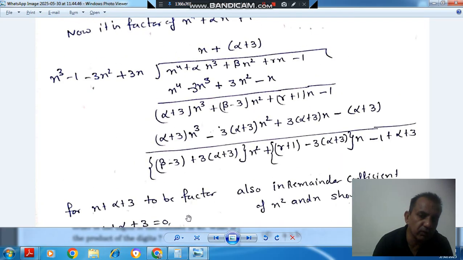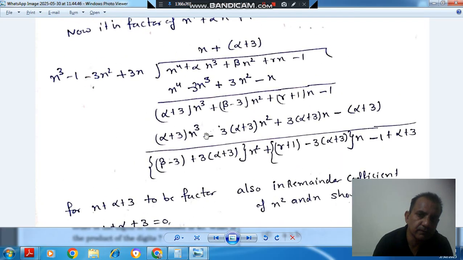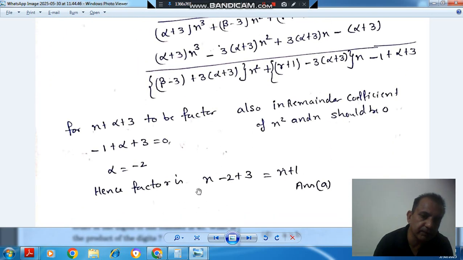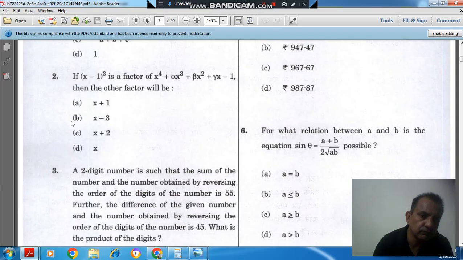So now we have the value of alpha as minus 2. We can put it here for finding out the factor. So it will be x minus 2 plus 3, that is x plus 1. Answer is option A.